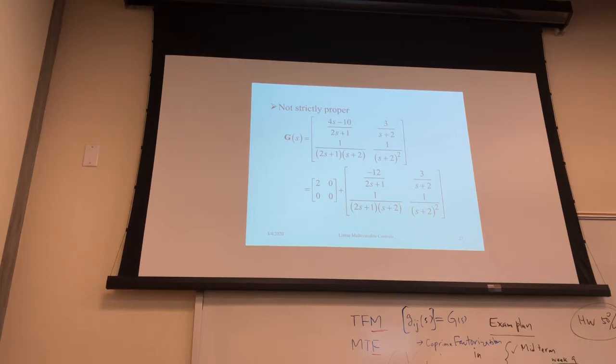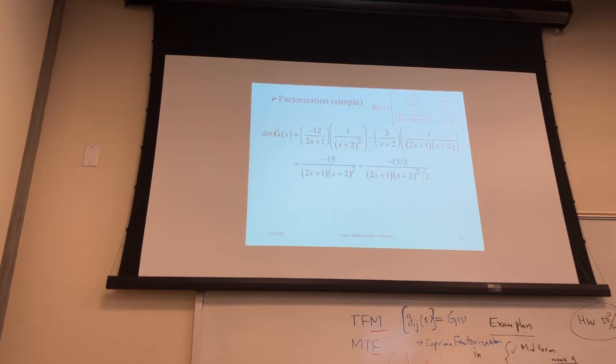So we can factor that out. Factor out 2, 0, 0, 0 here. So you have 2 in here, and then what you have is minus 12. Everything here is strictly proper. So this term is called the D term, the direct feed-through term. Then we set this as G bar, which is strictly proper, and we focus on G bar. We'll try to find the derivative first. Not derivative, it's the determinant. So this guy times this guy minus this guy times this guy, then you can do that.